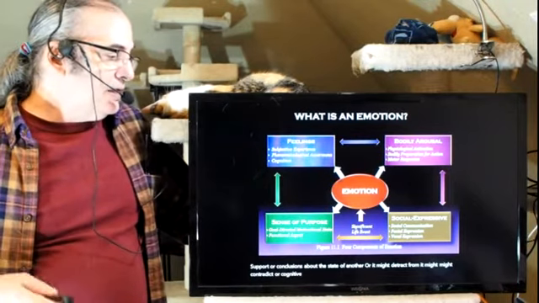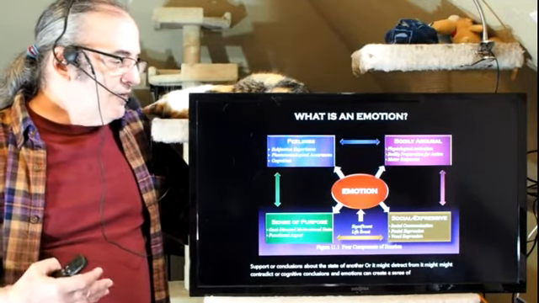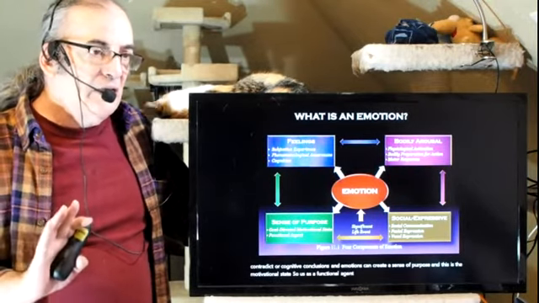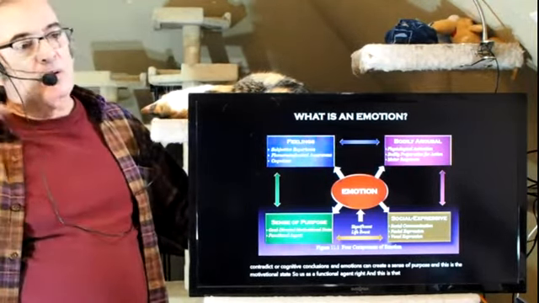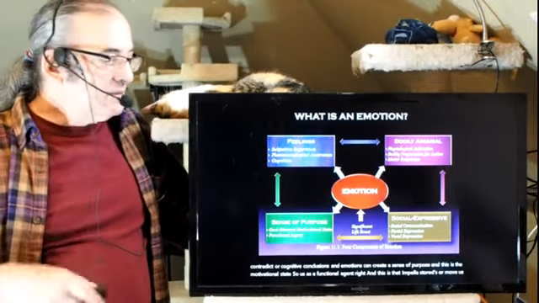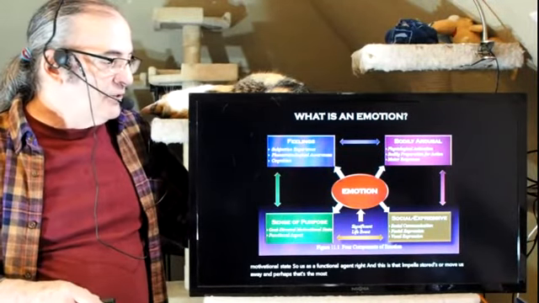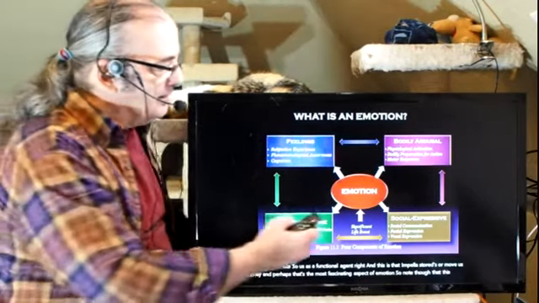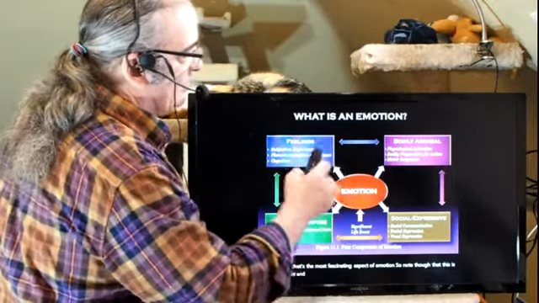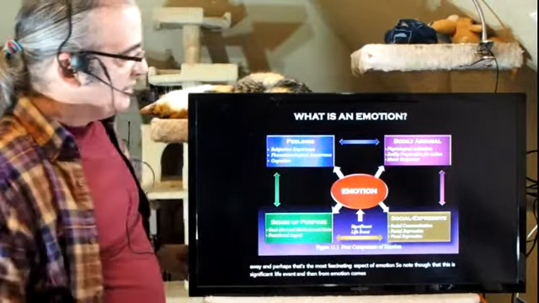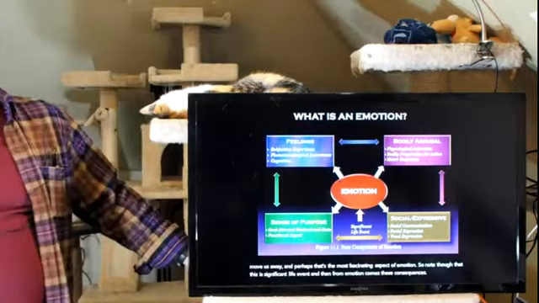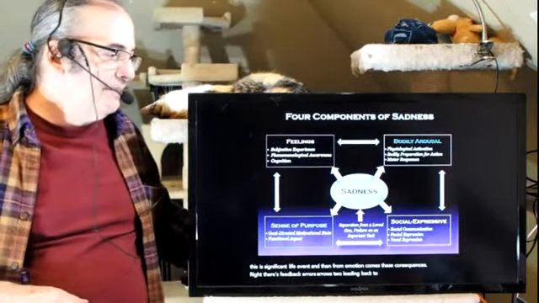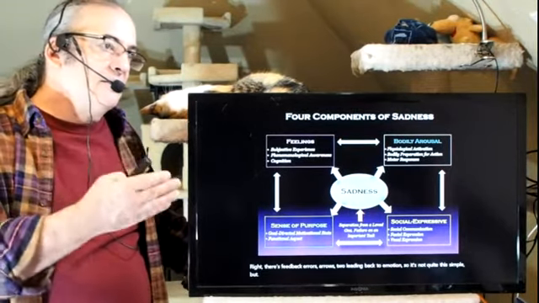And then emotions can create a sense of purpose, and this is the motivational state. So us as a functional agent, right, and this is what impels us towards or moves us away. And perhaps that's the most fascinating aspect of emotion. So note, though, that it's a significant life event, and then from emotion come these consequences, right? Well, there are feedback arrows too, leading back to emotion. So it's not quite this simple. But let's get a little more specific.